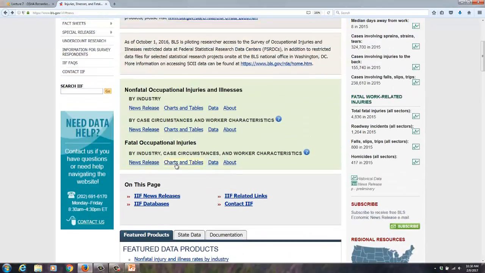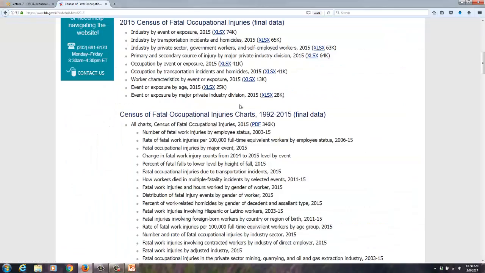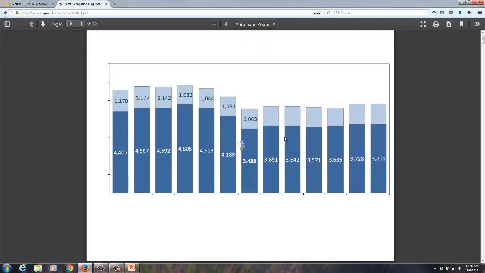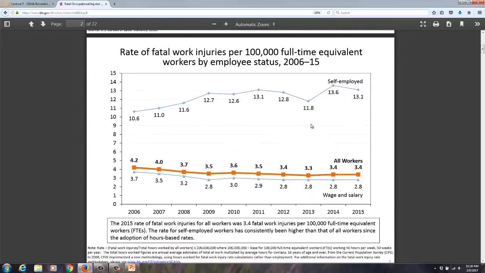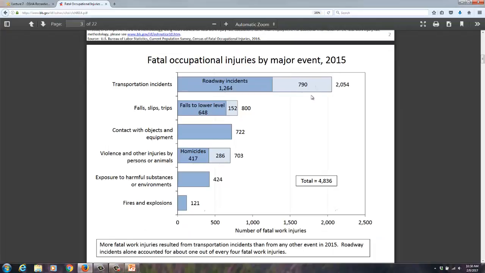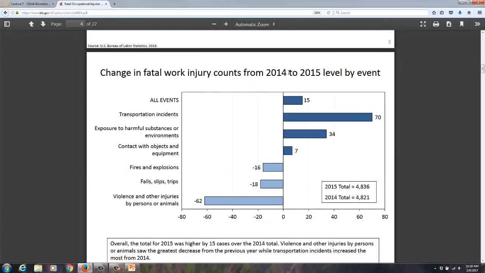Let's see, fatality charts and tables. Let's look and see what the final data says. That's not what I wanted. Let's see what this says. So it shows it over time. We had a little bit of a dip here, and now it's coming up again. So in 2015, again, we just saw this table. So change from 2014 to 2015. So we went up by 15. We had just talked about that.